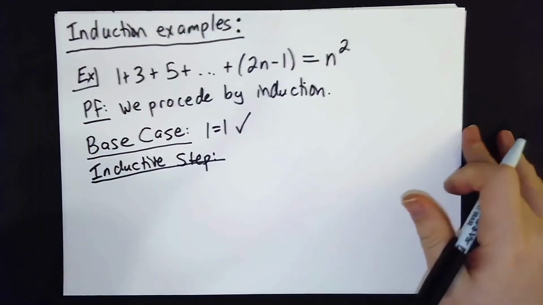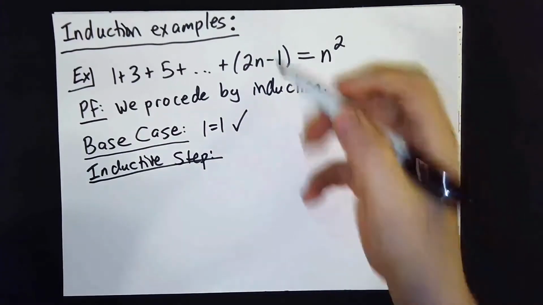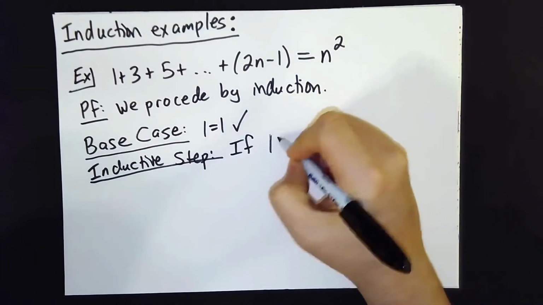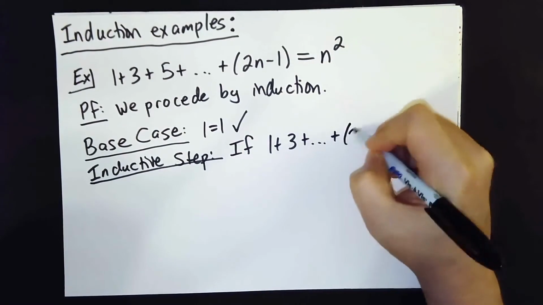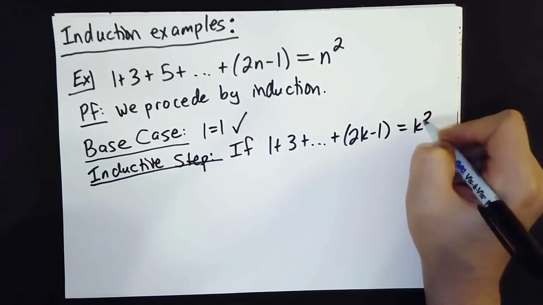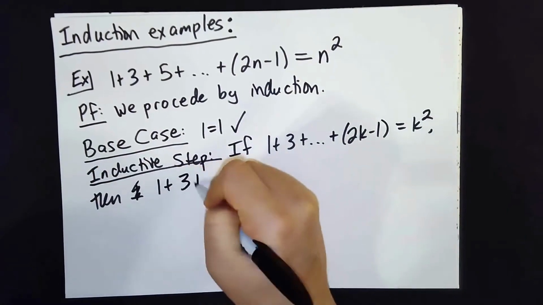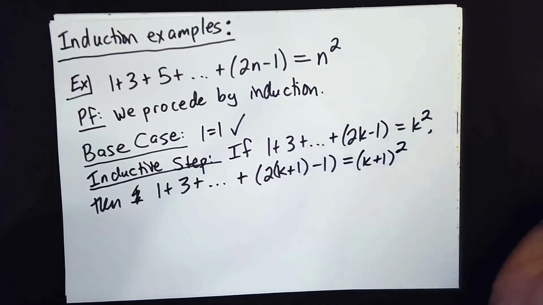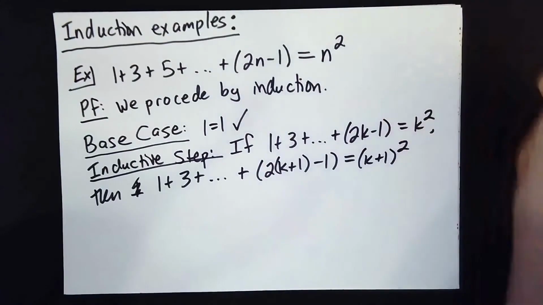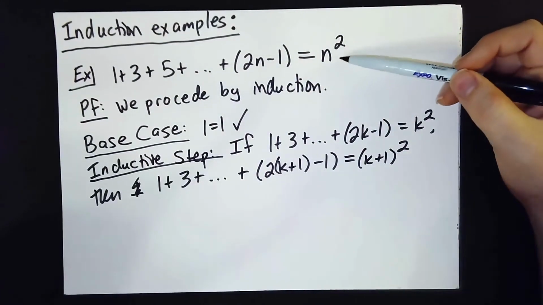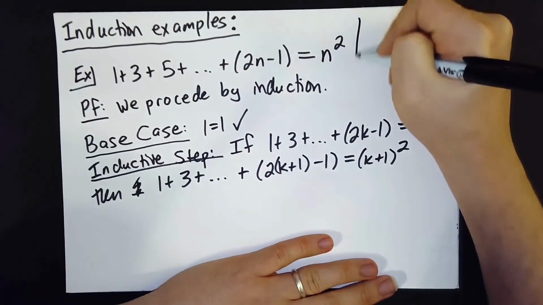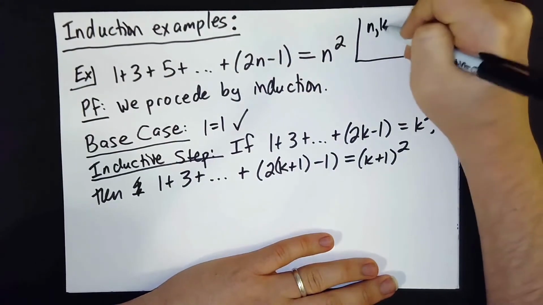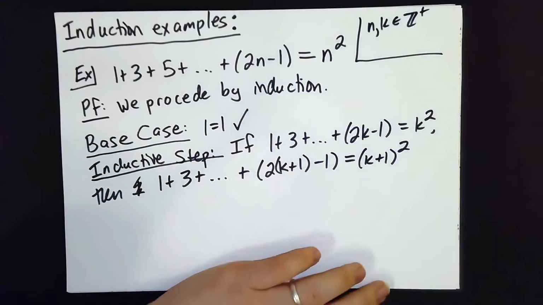And then we have the inductive step. This is usually the more challenging part. We have to show that if the sum of the first k odd numbers is k squared, then the sum of the first k plus 1 odd numbers is k plus 1 squared. Note, everything here only makes sense for n a positive integer, so just sort of ambiently floating over here, n and k are positive integers.